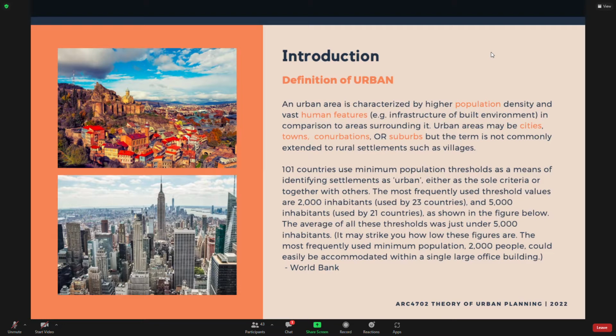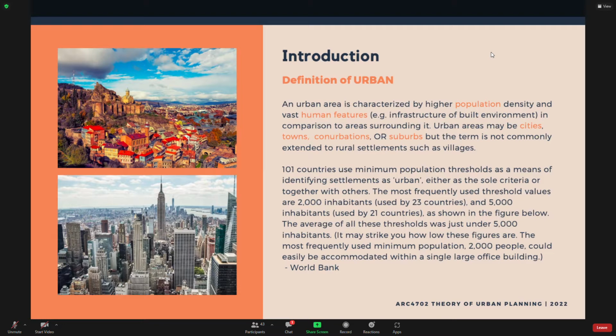Last time when I studied urban planning, we used the term town and country planning. The course was called bachelor in town and country planning. So town and country, urban and rural. There are only two entities. Okay, so 101 countries use a minimum population threshold. Maybe you are wondering what population number we can consider an urban area. 101 countries use a minimum population threshold as a means of identifying settlements as urban, either as the sole criterion or together with others. There are a lot of countries.